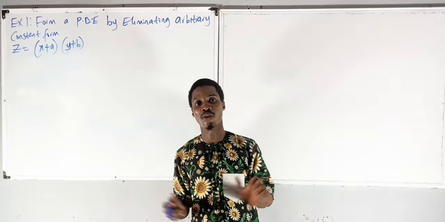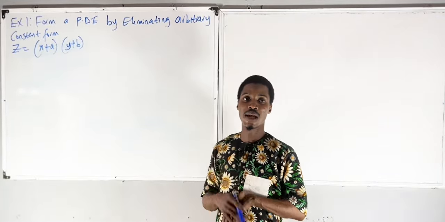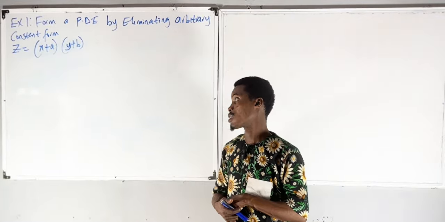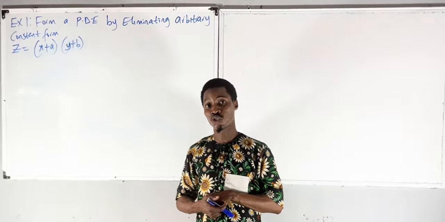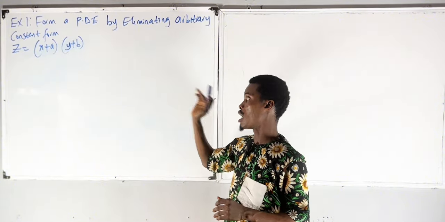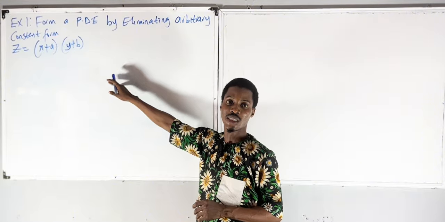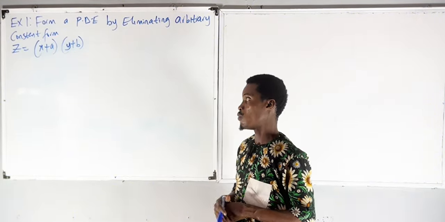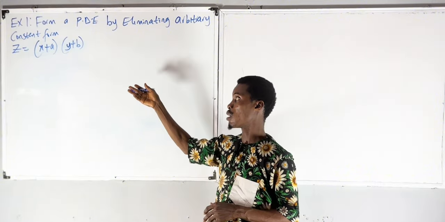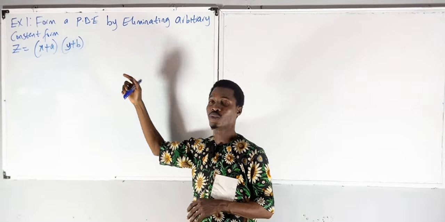This is our example 1 on how to form a PDE by eliminating the arbitrary constant. We have been given an equation that z is equal to (x plus a)(y plus b). We're going to form a PDE from this given relation by eliminating the arbitrary constants. If you look at example 1, you can see that we have a and b as our what?